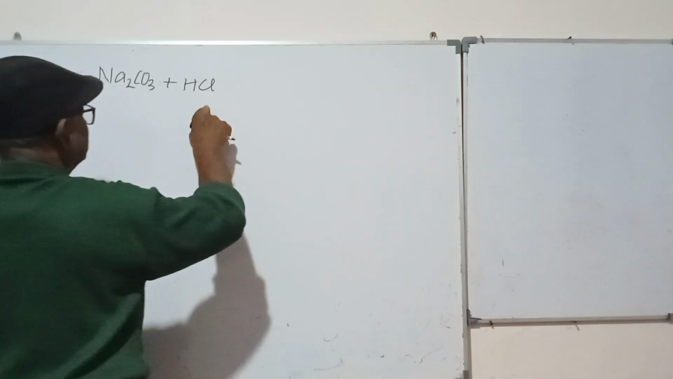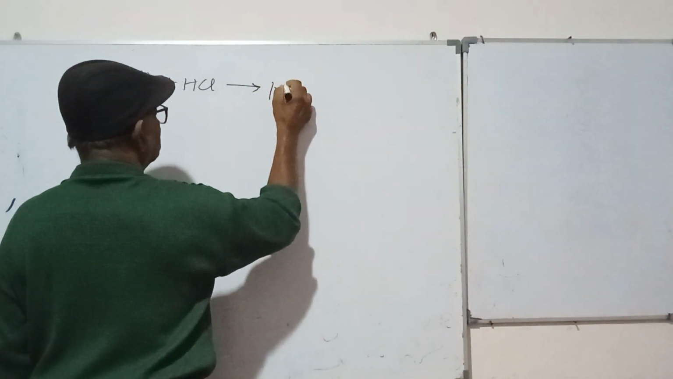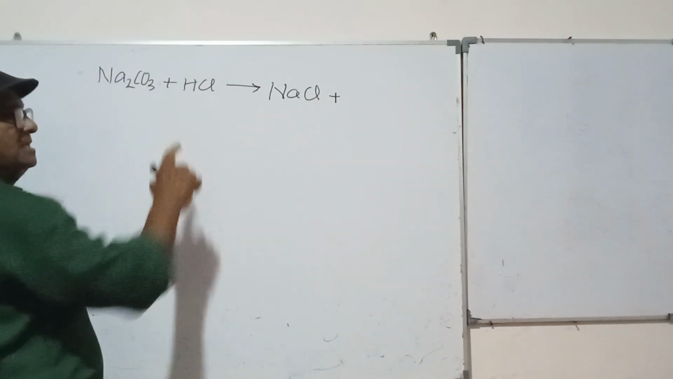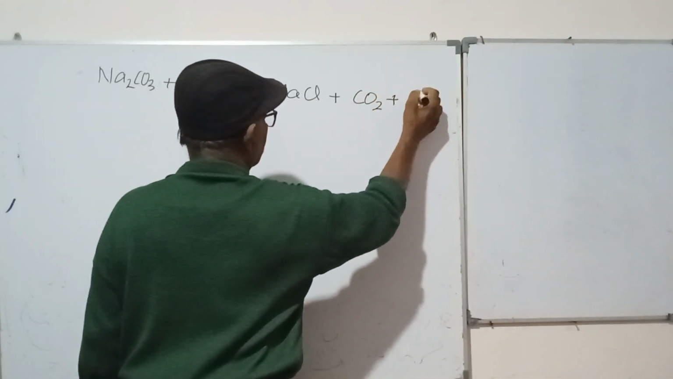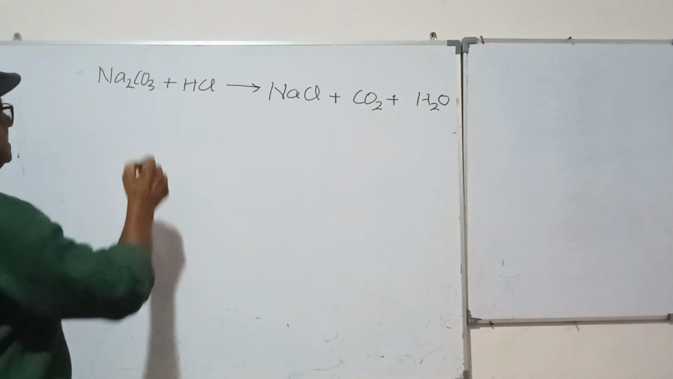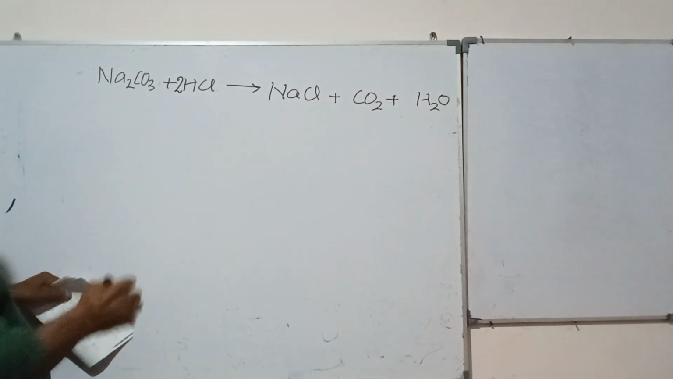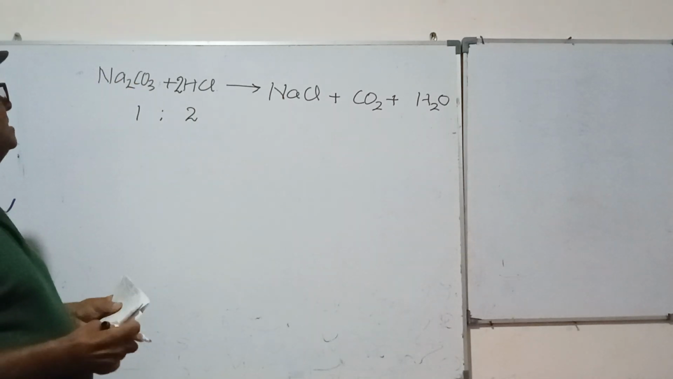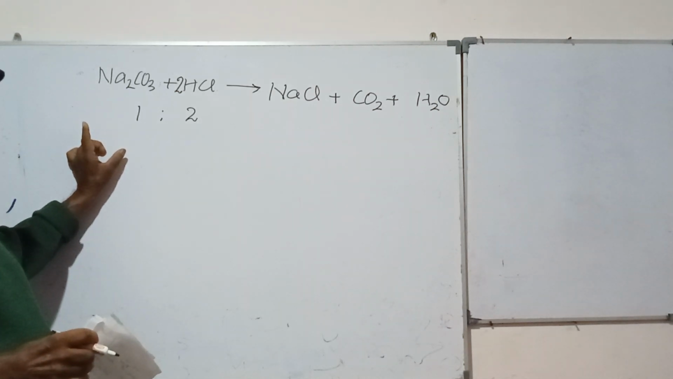Sodium carbonate with HCl, we know the products. Sodium chloride NaCl, carbonate with an acid should be given carbon dioxide, CO2, plus water. Then to balance the equation, we must take 2 moles of HCl. Then the reaction occurs in 1:2 ratio. This is the complete reaction of sodium carbonate with HCl, right?